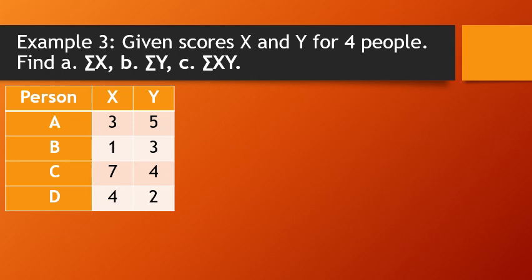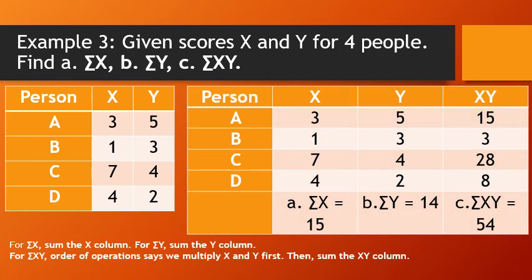Here's another example with scores of x and y for 4 different people. Let's look at how you would find summation of x. Well, you'd do it the same way you did before. You'd add up all the scores in the x column. For part B, summation of y, same as you did before. You'd add up all the scores in the y column. 5 plus 3 plus 4 plus 2 would be 14.